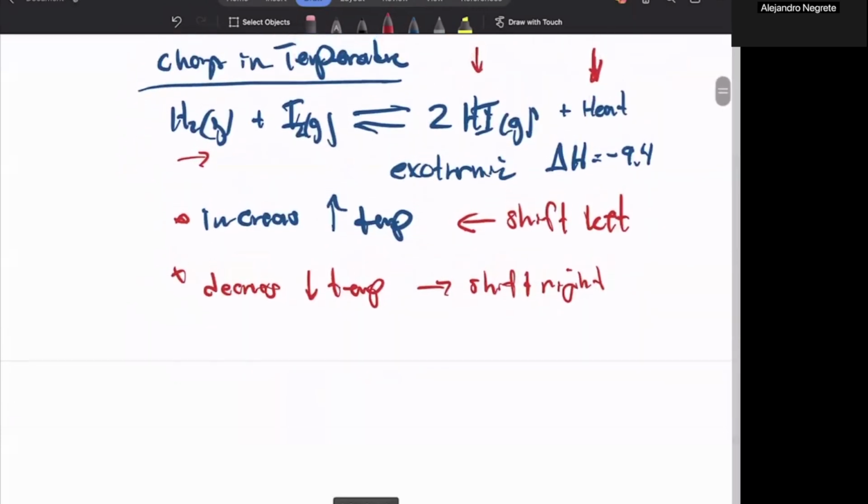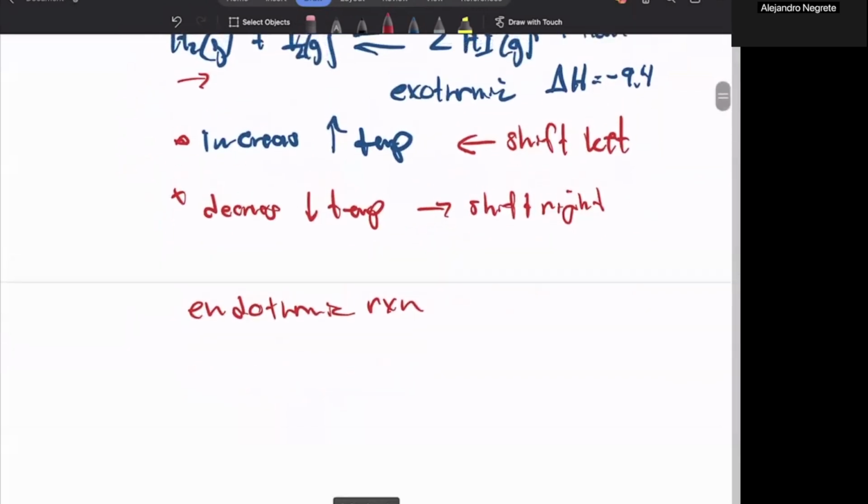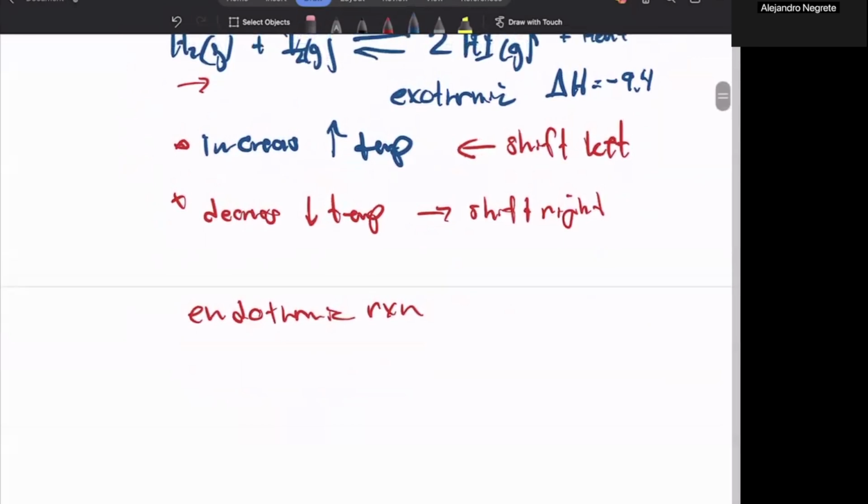Endothermic reaction. So still with change in temperature, but let's look at an endothermic reaction. Let's use ammonia. And we're just going to get some nitrogen gas out of that, plus we're going to get some hydrogen gas out of that. Let's balance this. 2 here. 3 here. And I think that balances this out, right?